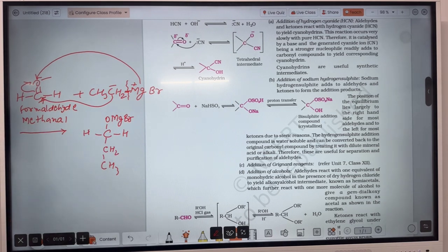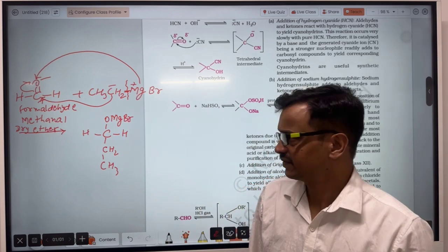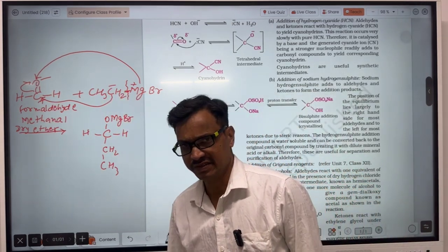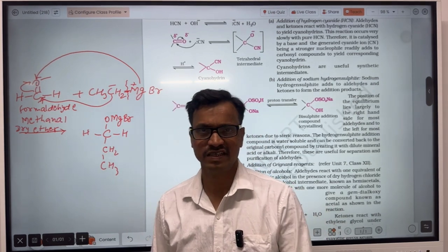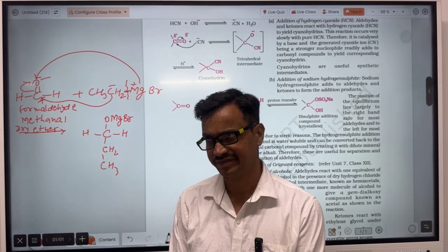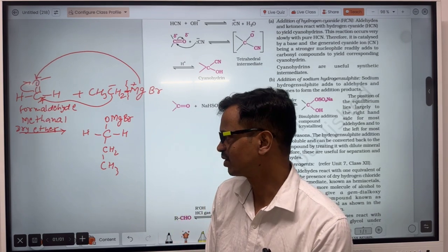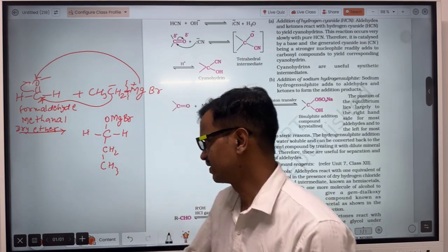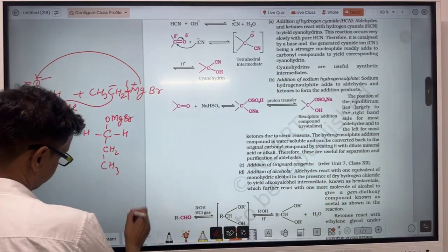This reaction you first have to do in the presence of dry ether. So in the presence of dry ether, the formaldehyde or methanal will react with the Grignard reagent. Here the Grignard reagent is ethyl magnesium bromide. So formaldehyde is reacting with ethyl magnesium bromide, the Grignard reagent. Firstly this compound will form, and then after that, pass the water.